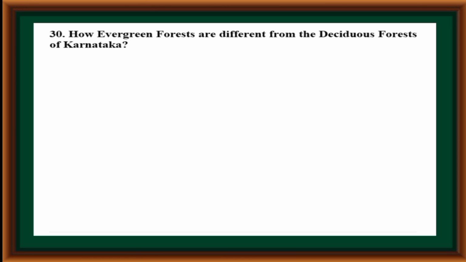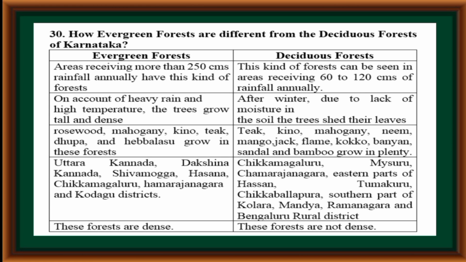How are evergreen forests different from the deciduous forests of Karnataka? Evergreen forest: areas receiving more than 250 centimeters rainfall annually have this kind of forests. Deciduous forest: this kind of forest can be seen in areas receiving 60 to 120 centimeters of rainfall annually. On account of heavy rain and high temperature, the trees grow tall and dense.